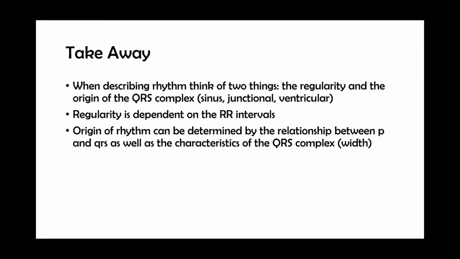Okay, so we actually went through a lot in this video. A few takeaways. So when describing rhythm, think of two things: the regularity and also the origin of the QRS complex. We talked about how to differentiate sinus from junctional from ventricular. We also discussed that regularity is dependent on the RR intervals. And finally, we know the origins of the rhythm can be determined by the relationship between the P wave and the QRS complexes, as well as the characteristic of the QRS complex. That's about it for this video.